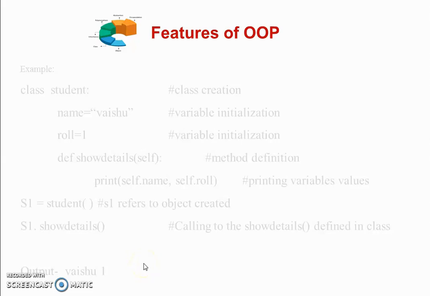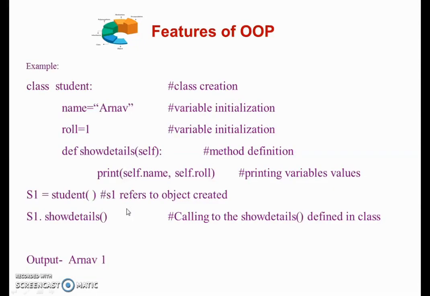Now let's see how to create a method in a class. So here again I define one class whose name is Student. Then I define inside the class two class members or data members, name and roll number. So these are the two data members of the class, which contain the values name equal to Arnav and roll number equal to 1. So these two variables are known as class data members.